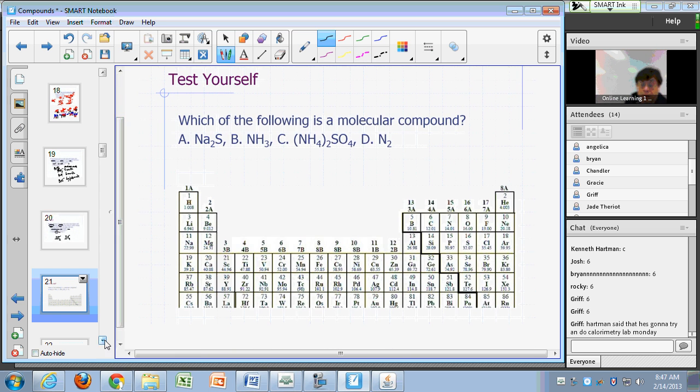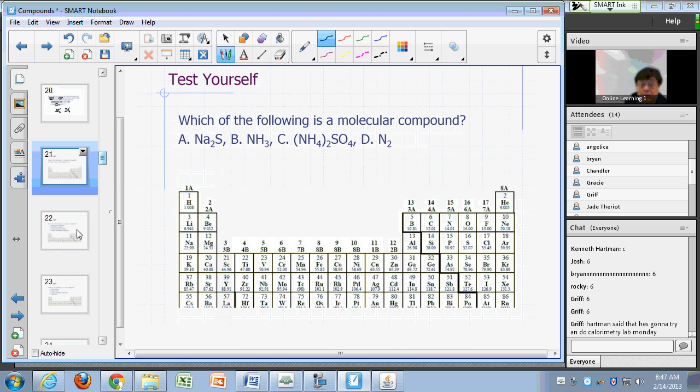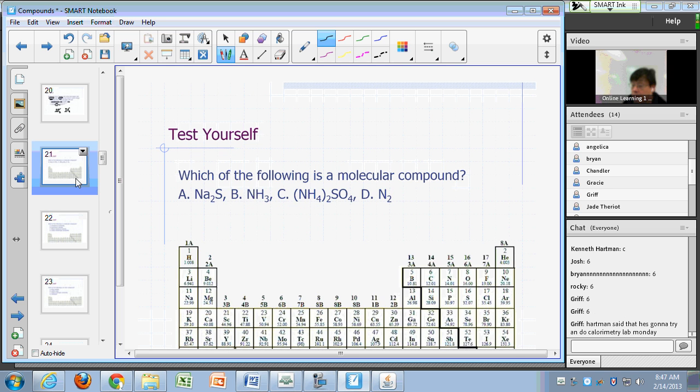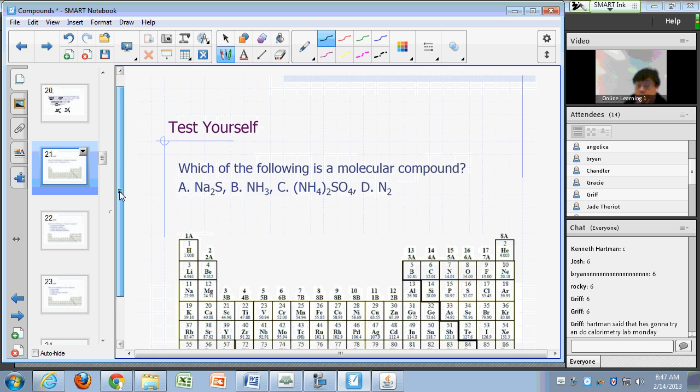So the rest of these, I think they're better off. Okay, let's just try a few of these. But like I said, the way for you to really succeed at this, being able to read and write formulas of compounds, is just practice, practice, practice. Okay. All right. So let's try this question right here. Which of these is a molecular compound? So let's do a review.